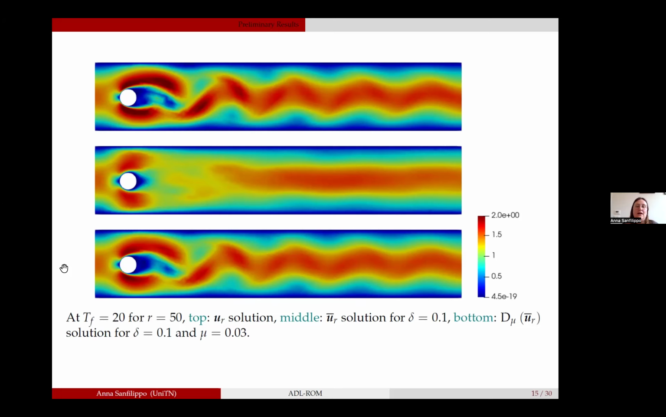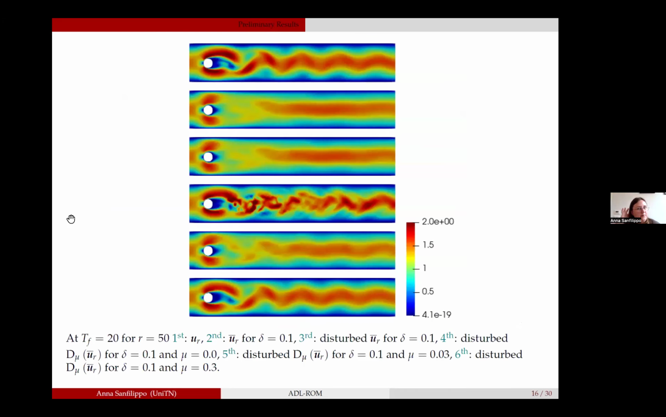And the third one is the approximate deconvolved filtered velocity. In this case, we don't have the same numerical instability that we had in the reduced basis solution, but we have more physical waves and physical behavior than in L-ROM. So this confirmed at the beginning our idea to proceed with the study of ADL-ROM.